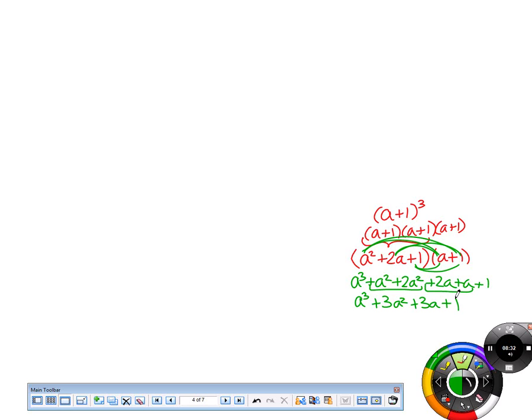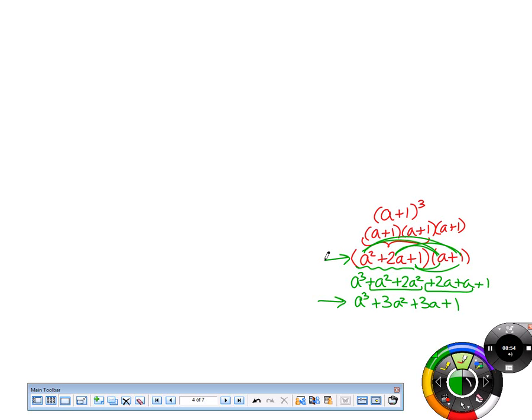And then plus 1. So when I go back to the problem I was working on, the set of parentheses that said a plus 1 cubed, I'm going to replace with this. The set of parentheses that said a plus 1 squared, I'm actually going to replace with this. I know that that's what a plus 1 squared is because I did a plus 1 times a plus 1 to get that. Okay? Is that all right with everybody?